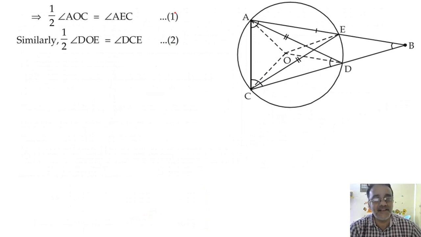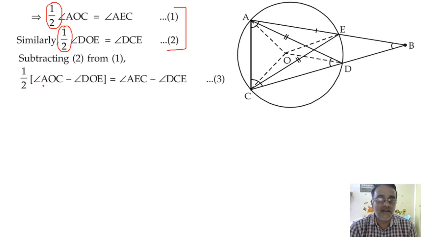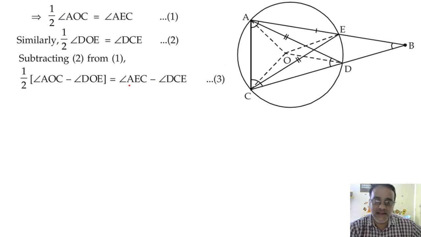We will subtract these 2 equations. ये दोनों इक्वेशन को subtract करते हैं. तो इसमें से we can take half common. From here also we can take half common. So if you take half common, we'll get half into angle AOC minus angle DOE is equal to angle AEC minus angle DCE. Let it be equation number 3. Any doubt up to here? No, sir. Okay. Now see, angle AEC जो है, ध्यान से देखो, AEC, this angle and this angle are equal to each other. Why?